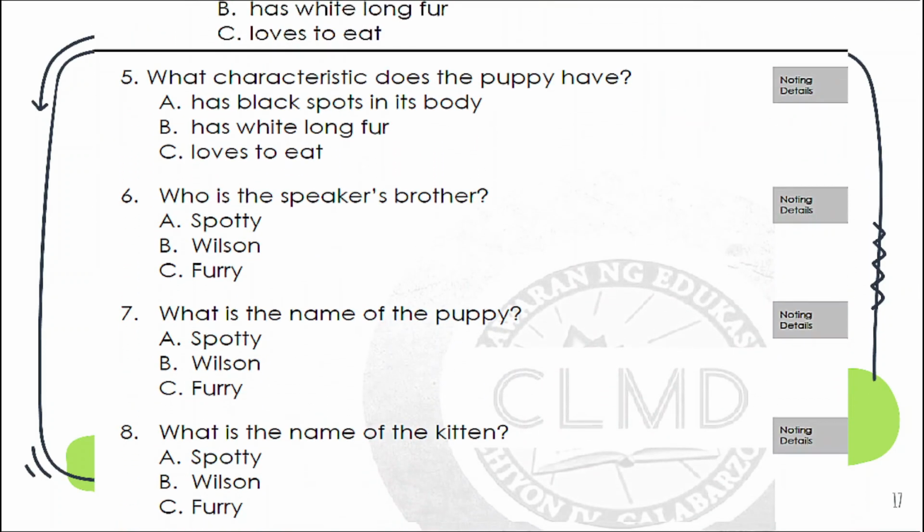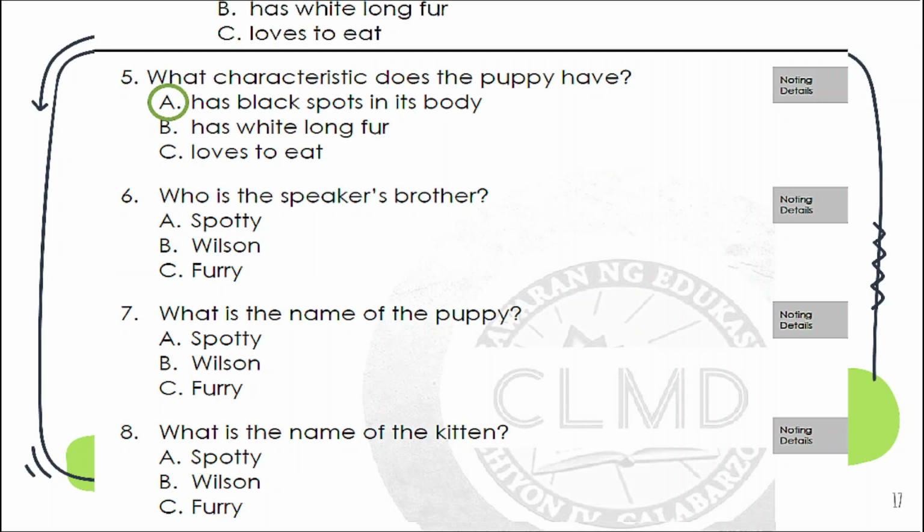Number 5. What characteristic does the puppy have? A. Has black spots in its body. B. Has white long fur. Letter C. Loves to eat. Correct. The answer is letter A.